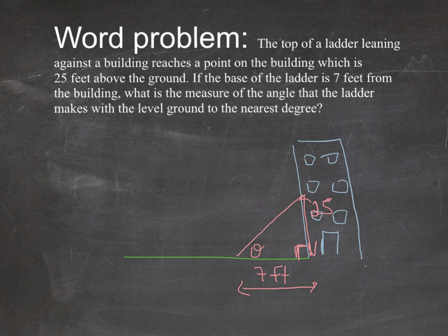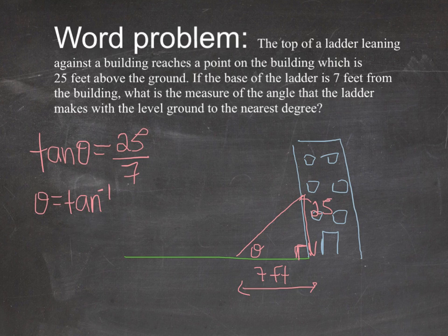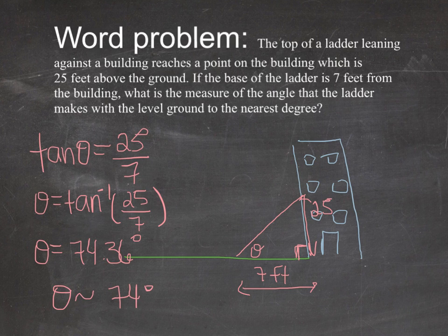So to figure that out, I have the opposite side to the angle and I have the adjacent side to the angle, so it's going to be opposite over adjacent, so it's tan. So I have tan theta is equal to opposite over adjacent. So again, to solve for an angle, I have to use the inverse trig function. So theta is equal to tan inverse of 25 over 7. And then when I plug that into my calculator, I get that theta is approximately 74.36 degrees, and they wanted it to the nearest degree, so theta is approximately 74 degrees.